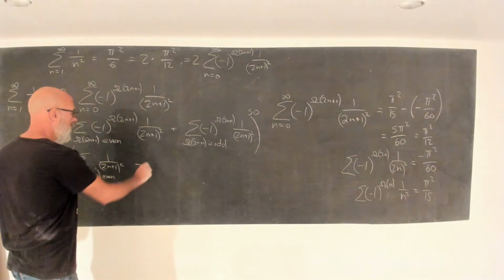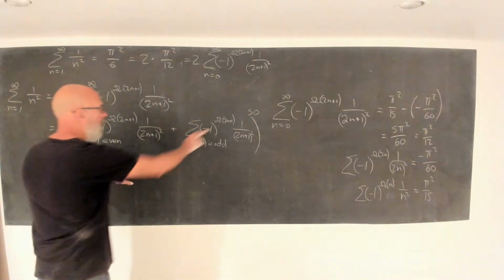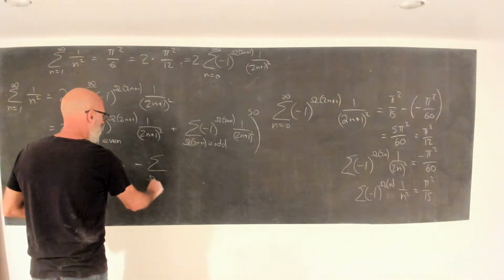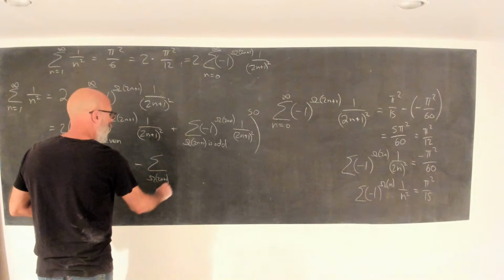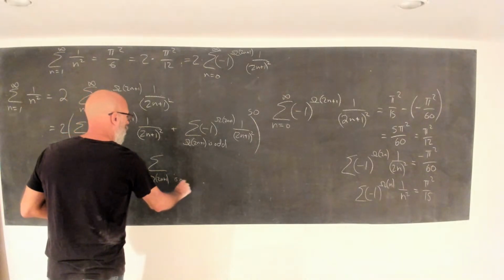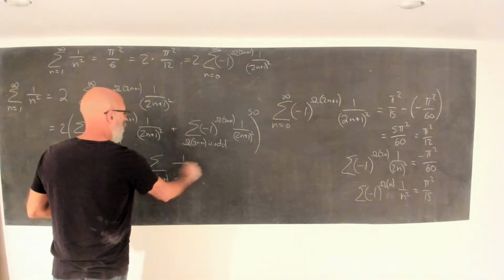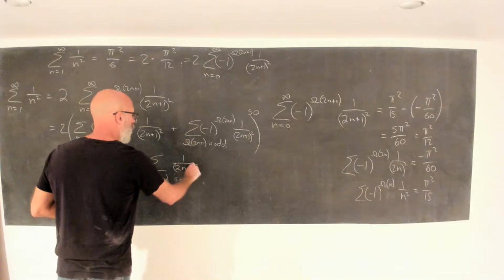So let's say minus the sum over phi of 2n plus 1 odd, 1 over 2n plus 1.